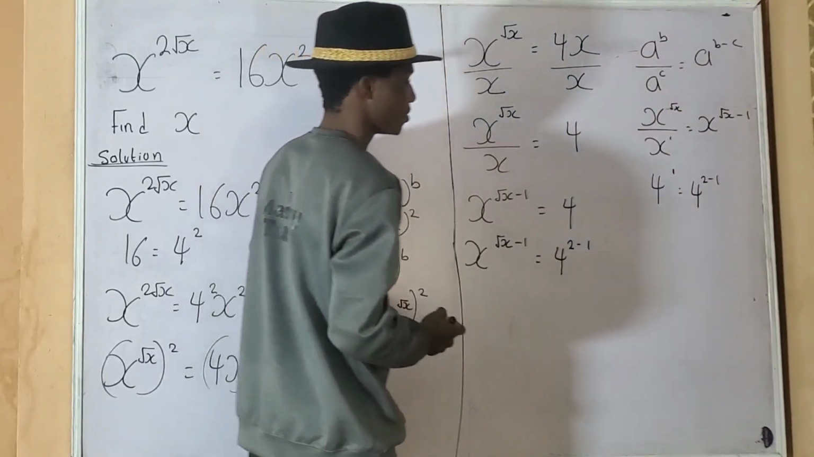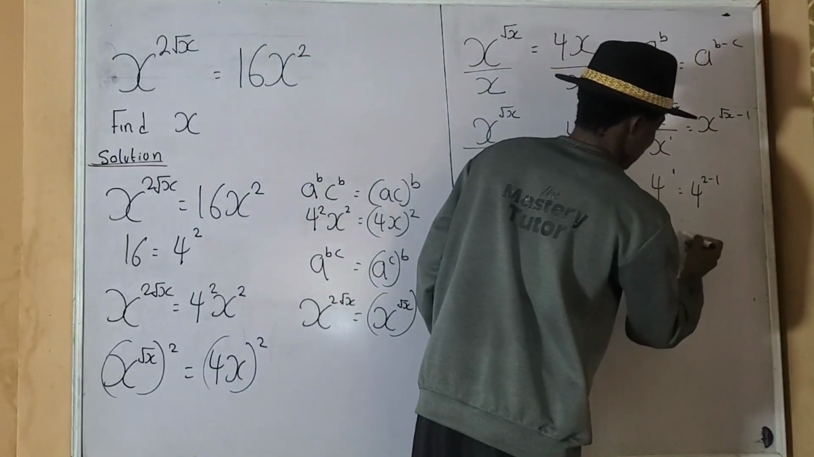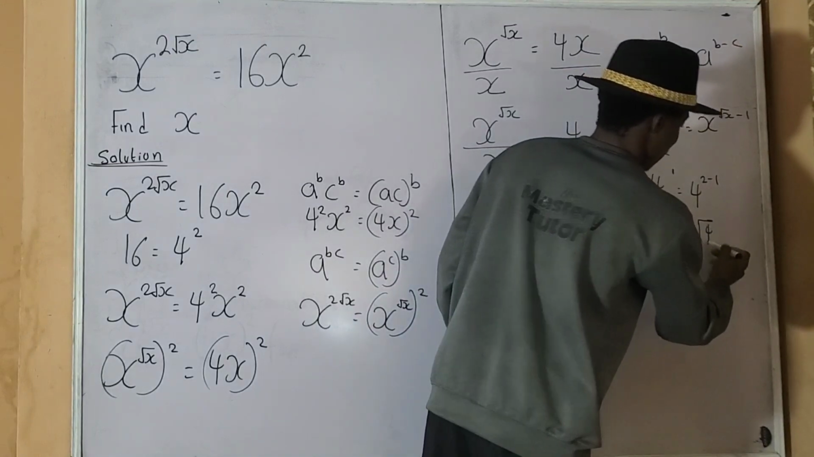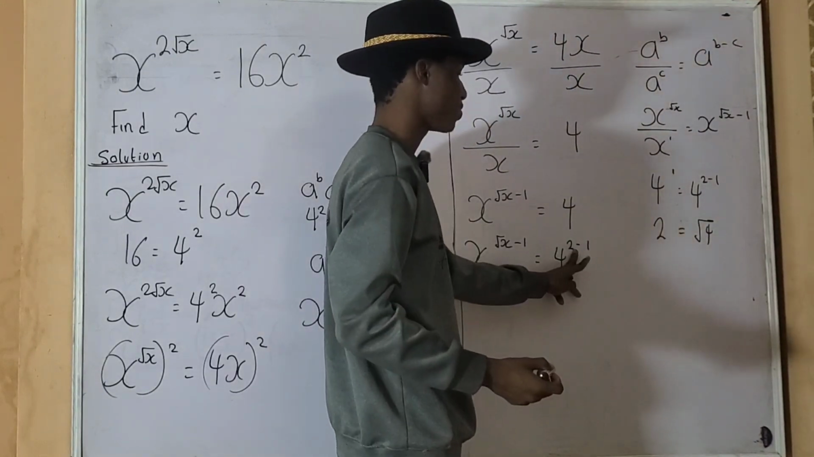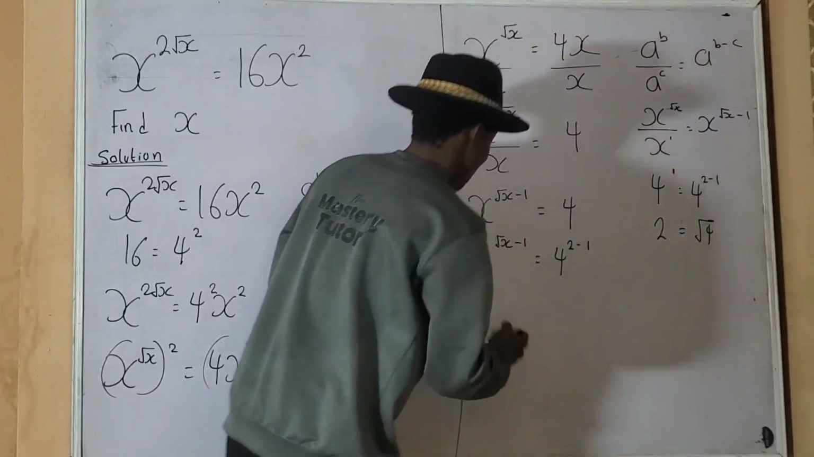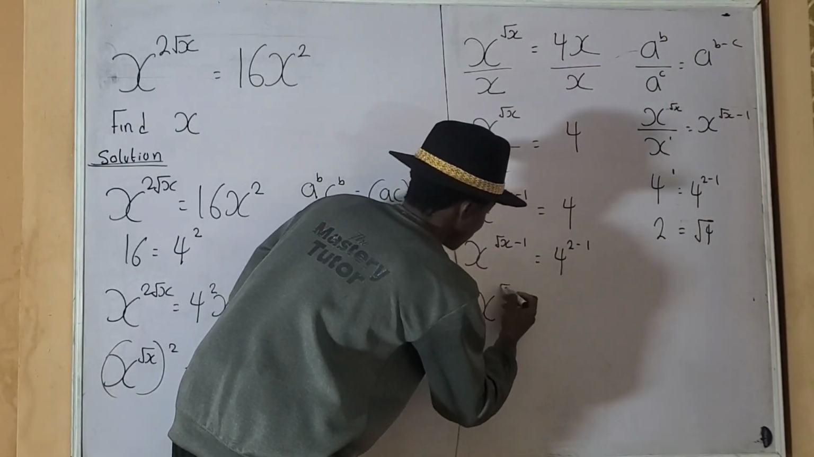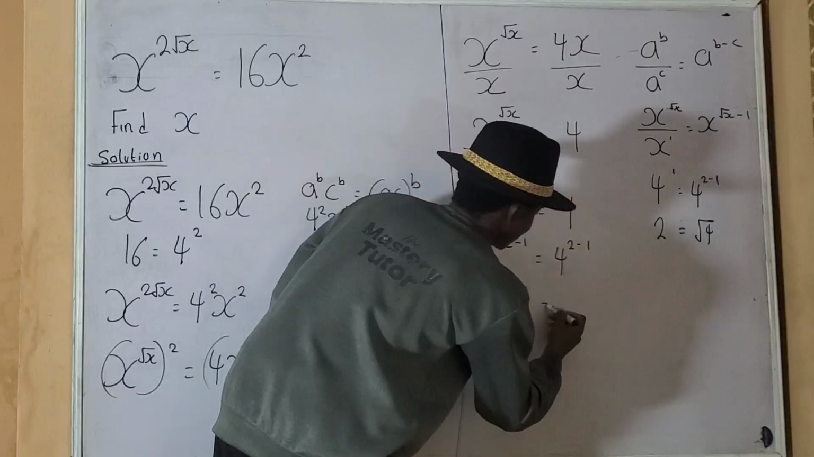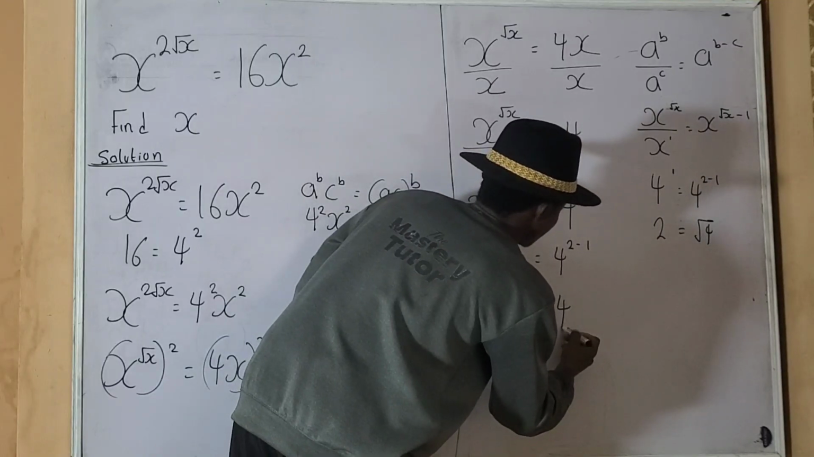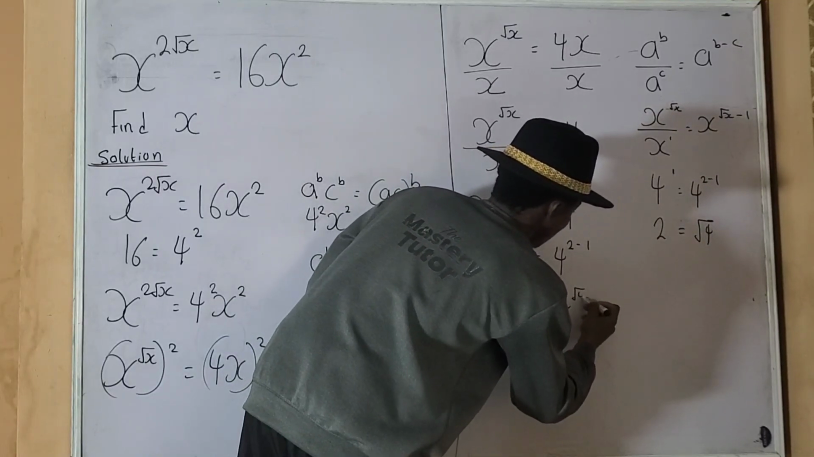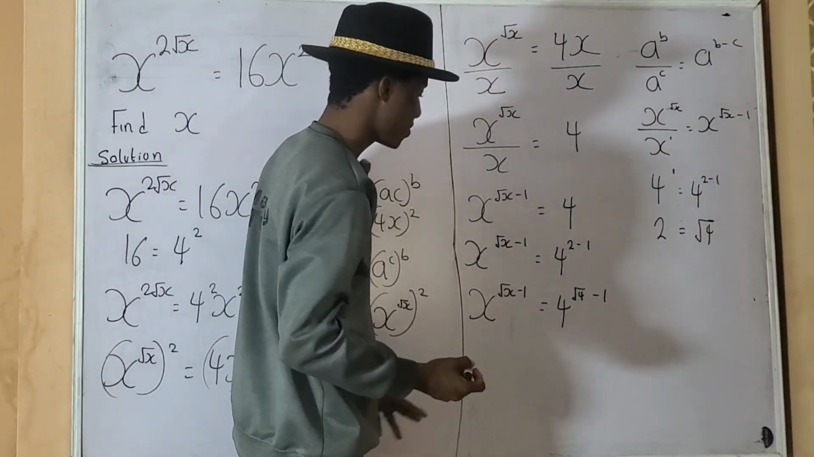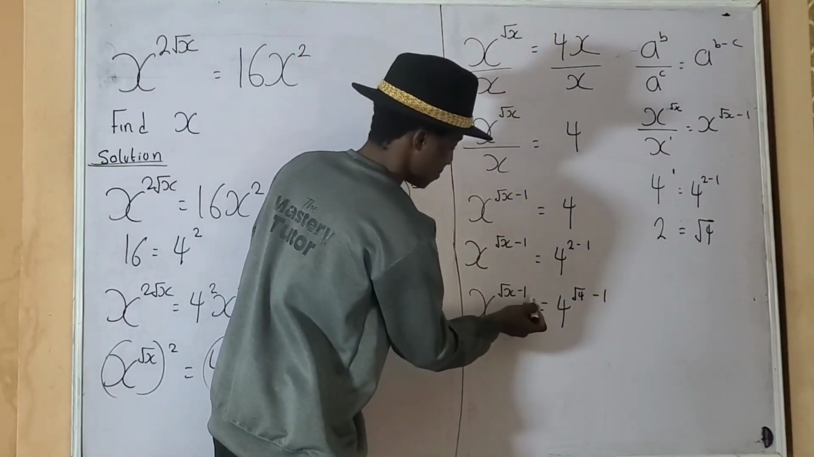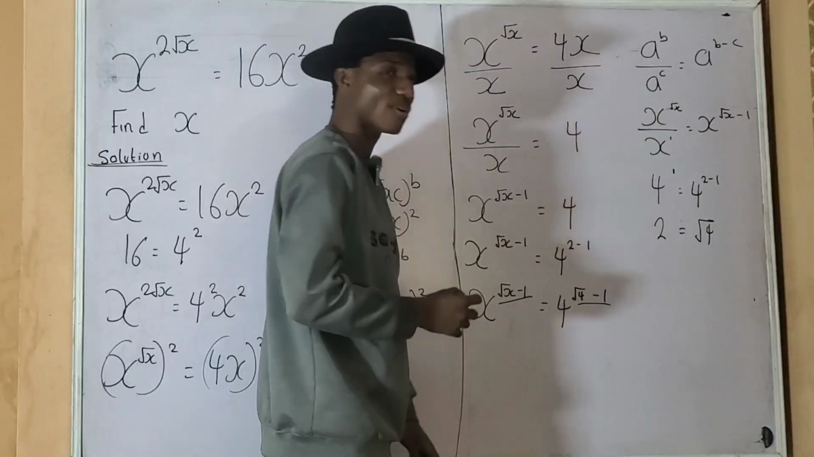Okay. Now, do you know that 2 can be written as what? The square root of 4, right? 2 is the square root of 4. So replace the value of 2 as square root of 4. So I'm going to have x raised to the power of root x minus 1 is equals to 4 raised to the power of square root of 4 minus 1. Is that not it? Now, if you compare both sides, you can see that the powers are equal.